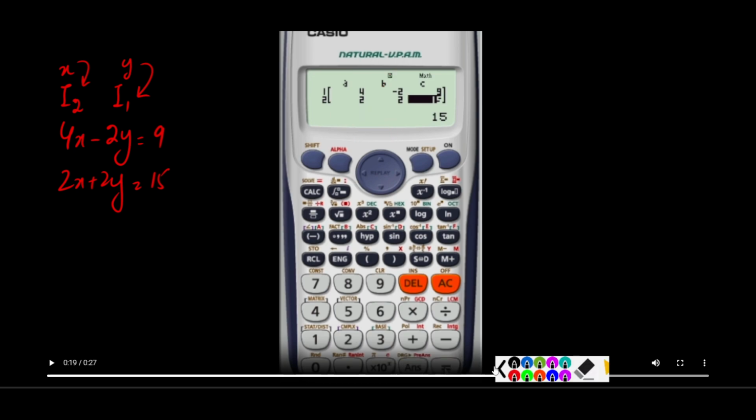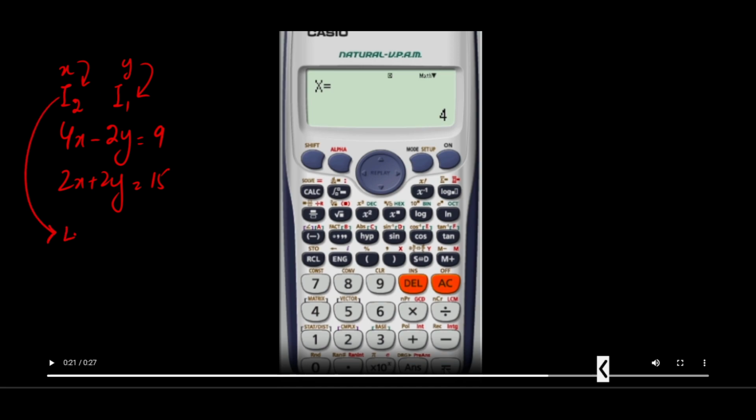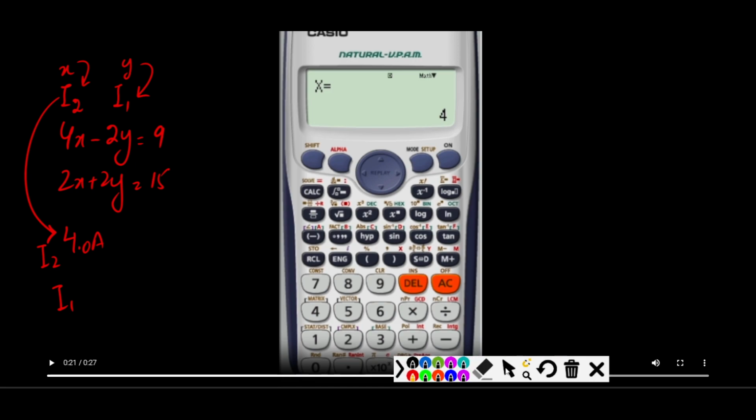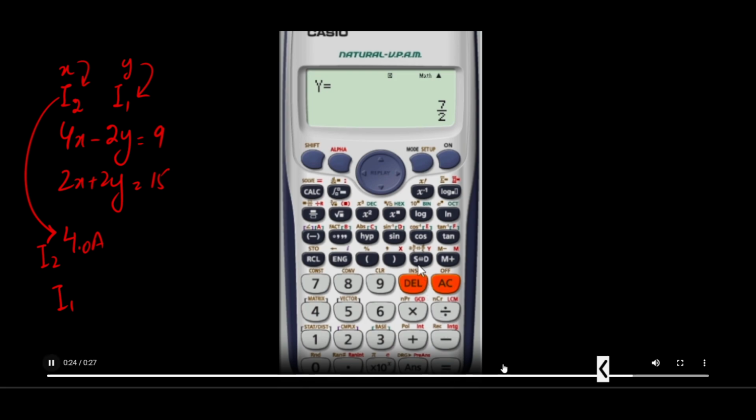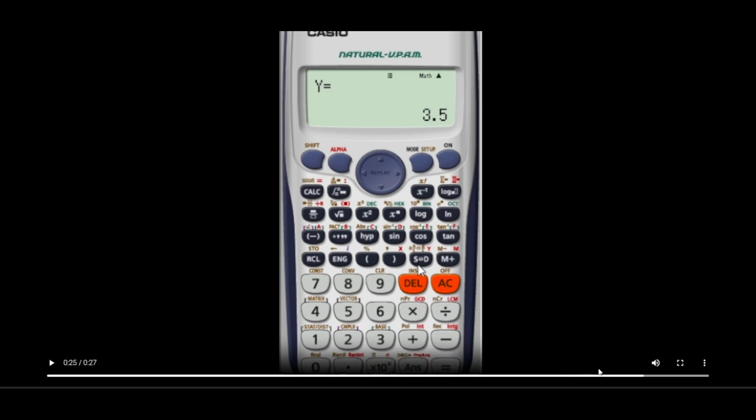Now let's see what happens. Press equals, and you get the first answer, that is 4, which means that I2 is actually 4.0 amperes. This is my I2. And I1, which is y, let's see, press equals again, it will give you the second answer. Now y comes out as 3.5, which means I1 is actually 3.5 amperes, right? Now I've written this on the solution, so I'm going to clear this out and go back to the video.